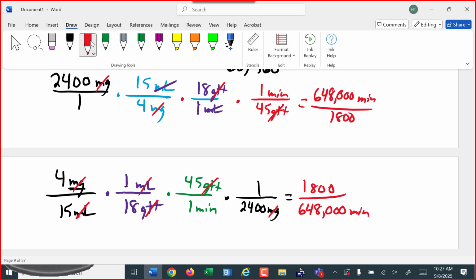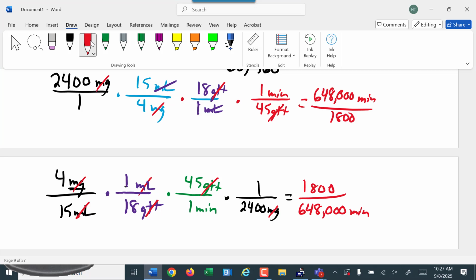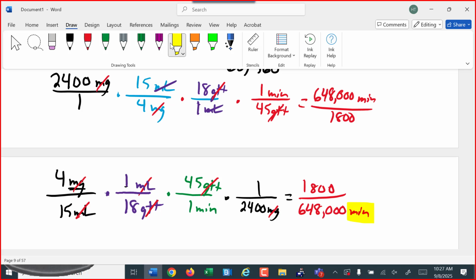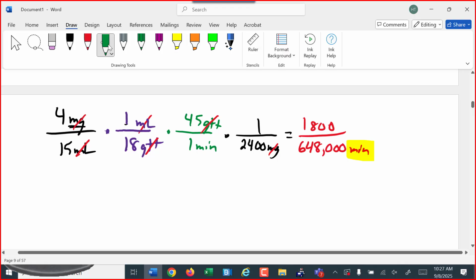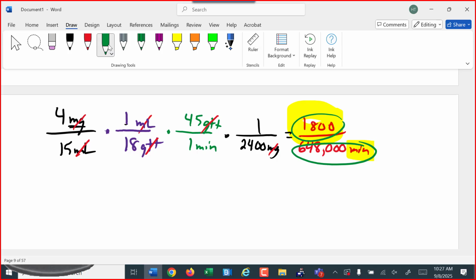What we see is we want the minutes to be our unit, but it is currently on the bottom of the rate, on the bottom of the fraction. Well, remember we said every rate is an equivalency. It's saying that these two amounts are equal to each other. So we can flip it over and it'll still be equal.